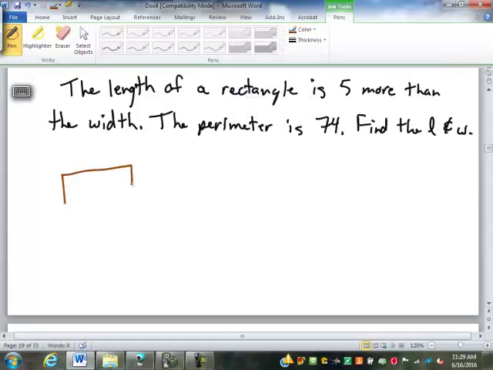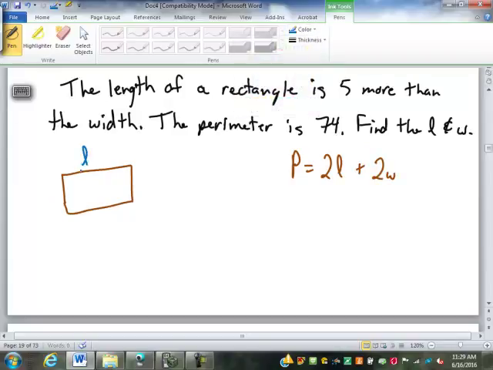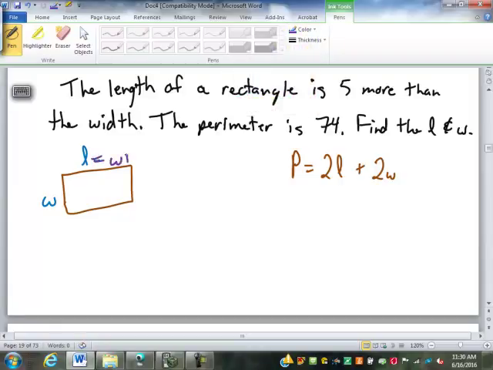Let's draw a rectangle. And I'm going to write out my formula. Perimeter is equal to 2L plus 2W. I know my length and my width. What do I do from here? Well, L is equal to width plus 5. W plus 5.